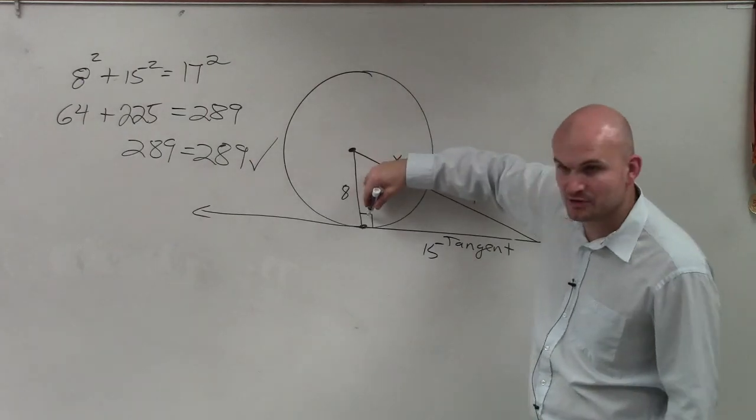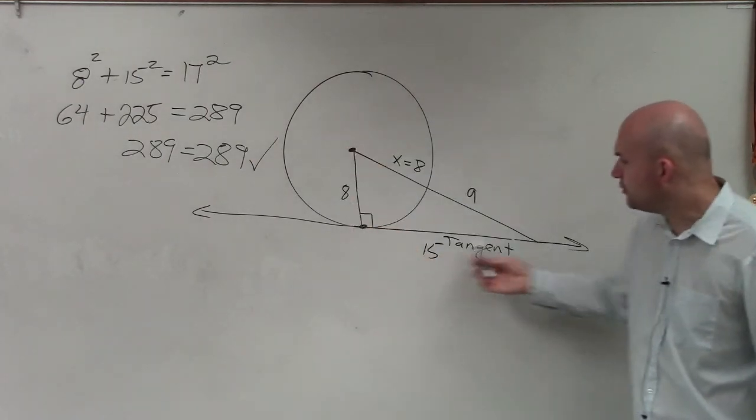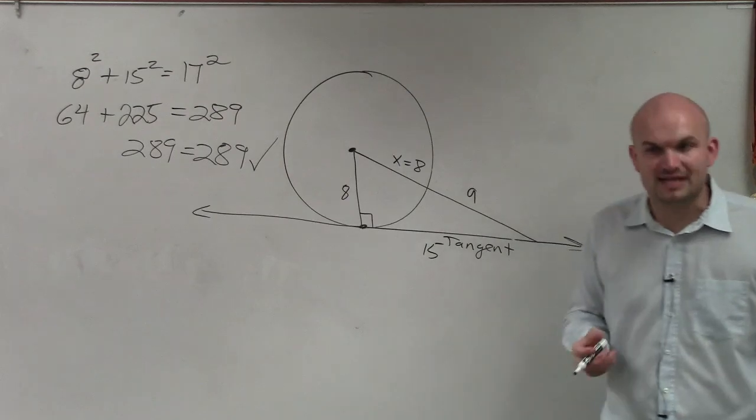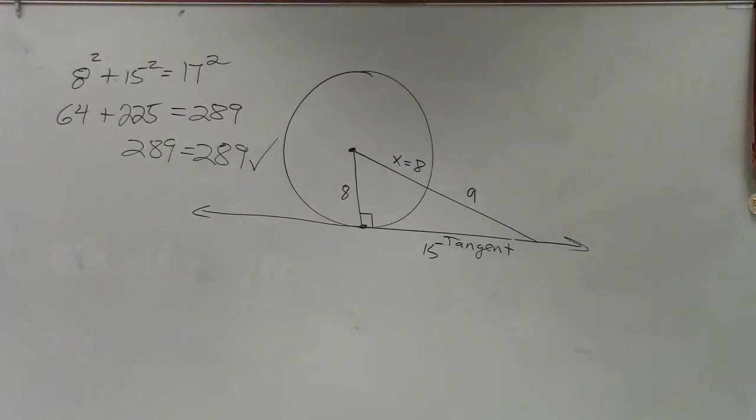then we can show that that is a right angle. And since that is a right angle, we can prove that that line is now tangent to the circle. Okay? That's it as far as proving tangency.